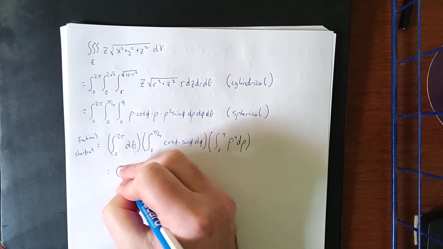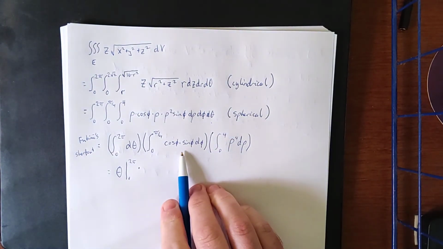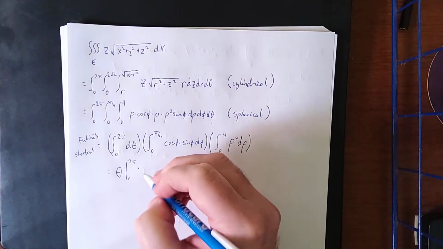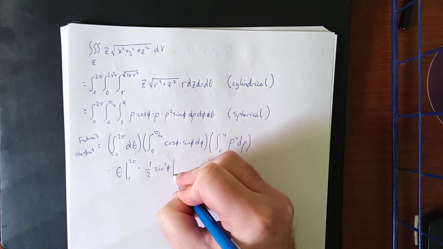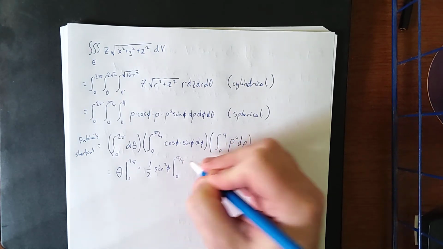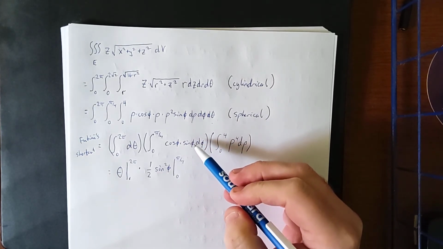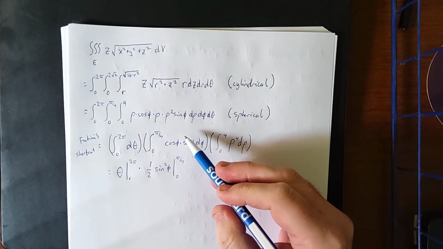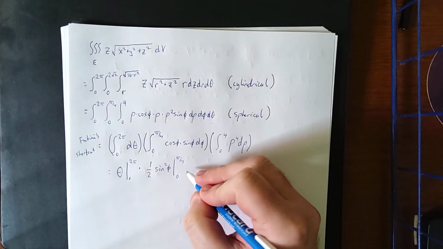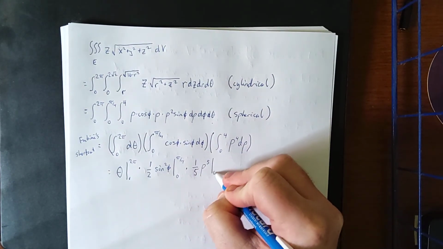So first integral, that'll be theta going from 0 to 2 pi times. Off the top of my head, I can think of 3 different ways to do this. I think a u substitution with u equals the sine of phi is probably going to be the most straightforward one. So this will be 1/2 times the sine squared of phi, going from 0 to pi over 4. You could also do a u substitution with u equals the cosine of phi, or you could apply the identity that the cosine of phi times the sine of phi is 1/2 times the sine of 2 phi, and go from there. And then finally, 1/5 times rho to the 5th, going from 0 to 4.